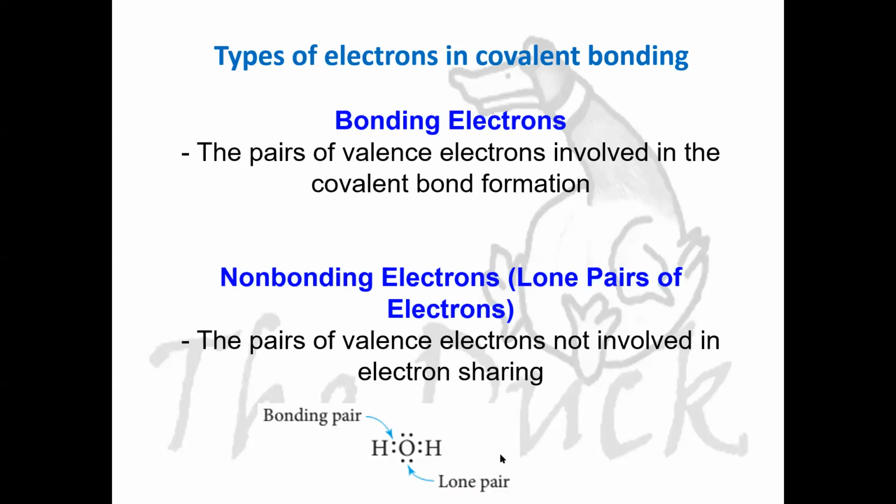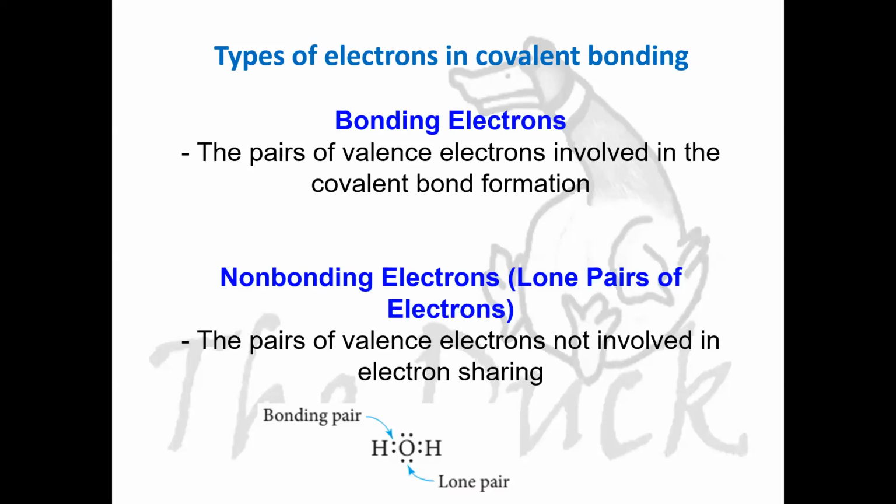In water, for example, if I ask you now, you can type it in the chat box. How many non-bonding electrons does water have? How many bonding electrons does water have? How many pairs? 2. Yes, water has 2 pairs. What about non-bonding?